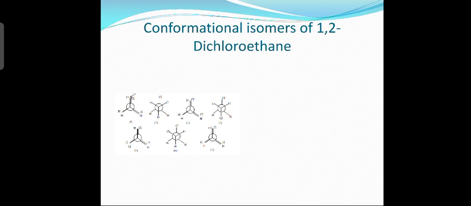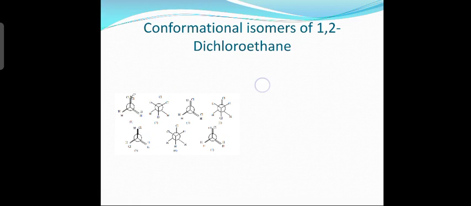So one hydrogen atom of one carbon atom is replaced by a chlorine atom, and one hydrogen atom of the other carbon atom is replaced by a chlorine atom. That's how we get 1,2-dichloroethane. In the ethane molecule there are two carbon atoms, and on both of these carbon atoms one hydrogen atom is replaced by a chlorine atom.